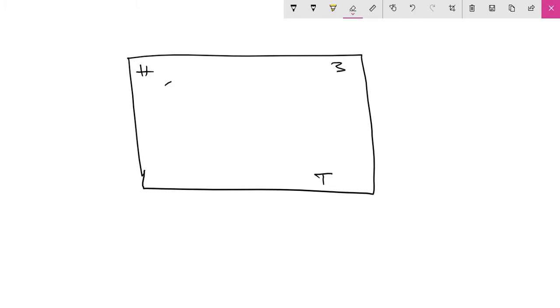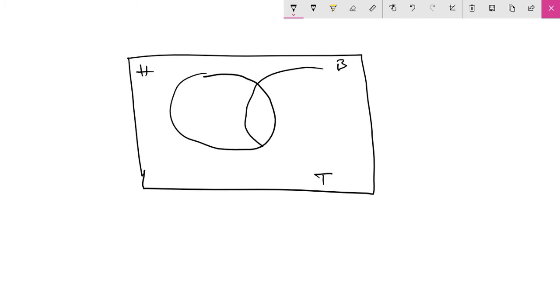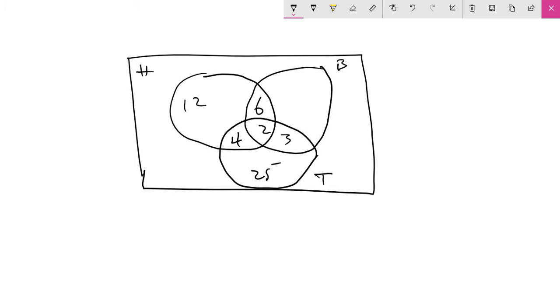Let me do this. So B, and that. Okay, all right. So we have 12 here, 6, 2, 4, 3, 25, and 18. So this is the figure given. Of course, they didn't give the U because part of the question is to solve it.